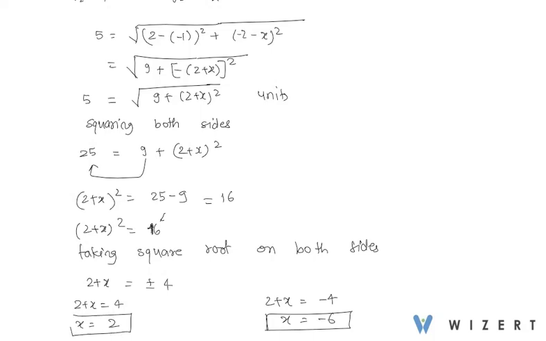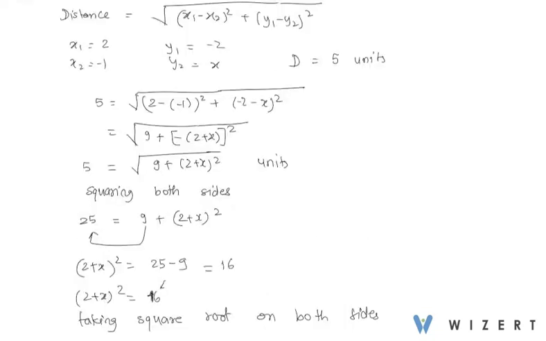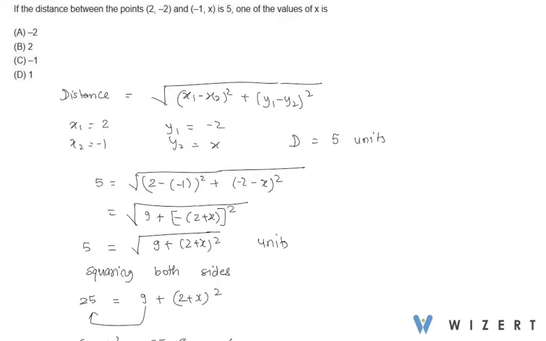And we are asked one of the values of x. So let's see what are the options. Yes, one of the values of x is 2, plus 2. So the answer is option B.